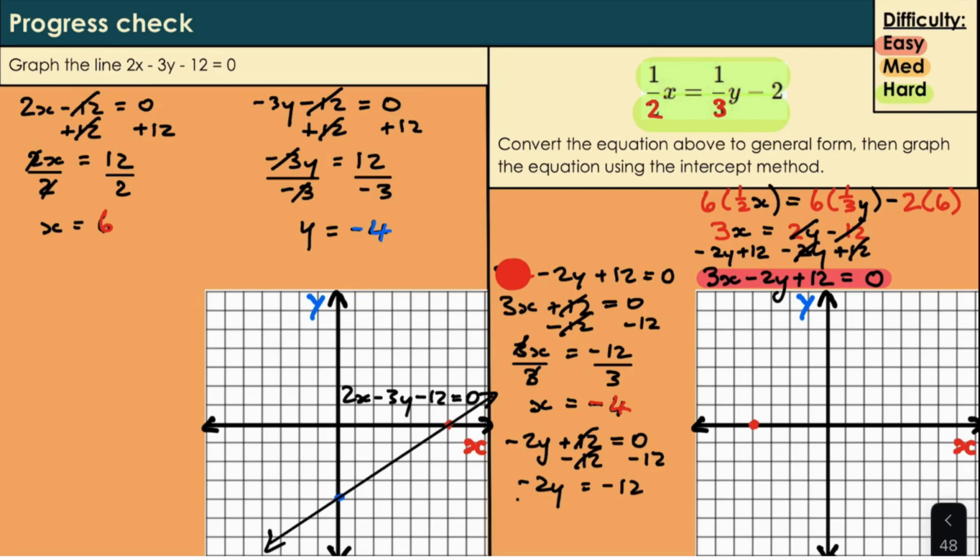The coefficient of y is negative 2. Divide by negative 2, divide by negative 2. Negative 2 cancels with negative 2. y is equal to, a negative divided by negative is positive, and 12 divided by 2 is 6. That 6 is our y-intercept. We go 6 up: 1, 2, 3, 4, 5, 6. We put our blue dot at 6. Once we have our 2 points, we connect them with a straight line. You now know how to plot linear functions from the general form.